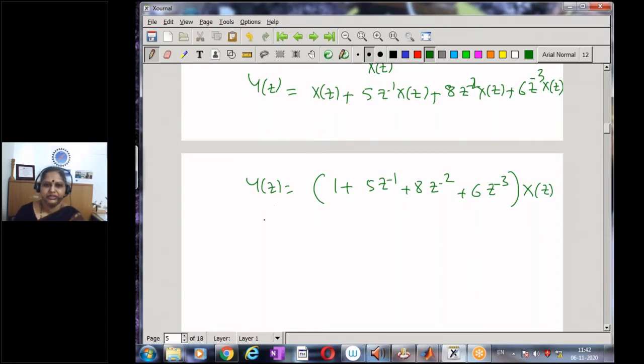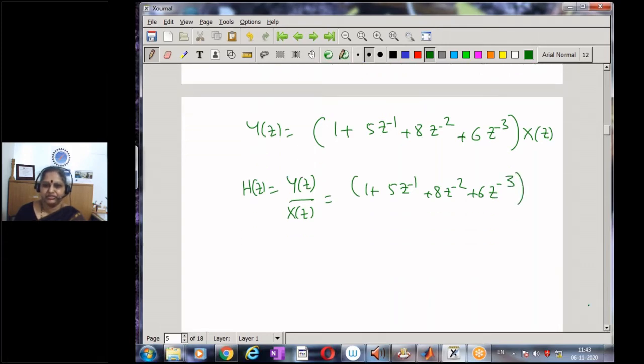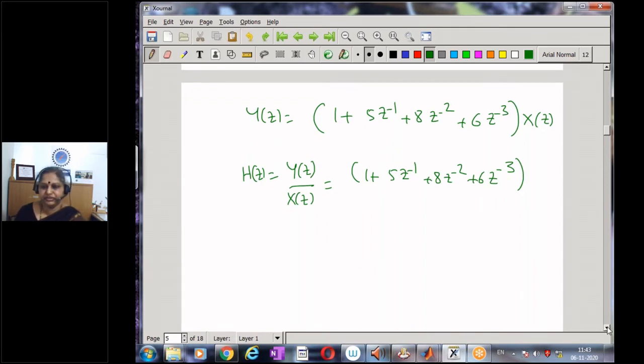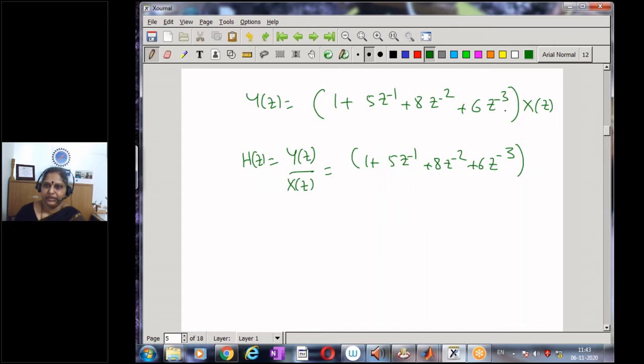This now makes my transfer function h of z, which is given by the ratio of y of z by x of z as 1 plus 5 z inverse plus 8 z power minus 2 plus 6 z power minus 3. So this is my transfer function h of z. So this becomes the second method of representing the given discrete time LTI system. Now let's look at another method of representing, which is the pole zero plot.